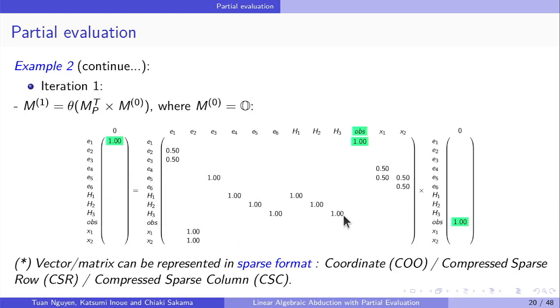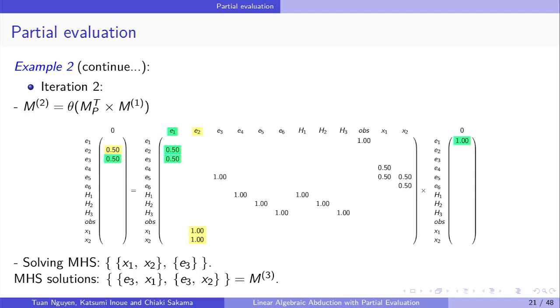And I should note that the vector and matrix can be represented in sparse format, maybe COO or CSR or CSC format, but maybe I have no time to talk about this. So in the next iteration, we continue to multiply it with the abductive matrix, and then we obtain this matrix. But here we have the matrix with the head of all rules, which is E2 here. And now we have to solve the minimal hitting set problem.